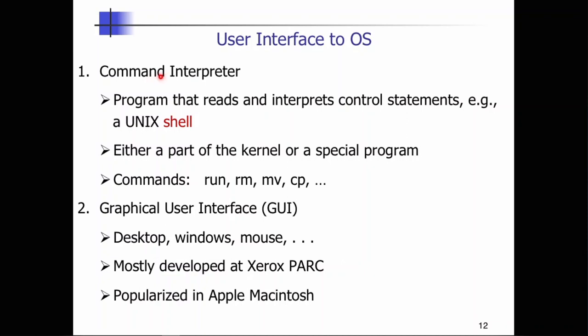We could also have a command line or command interpreter as our interface, where you just have a prompt and type in commands to run certain processes in the background. The command interpreter is a program that reads and interprets control statements, for example the Unix shell. It is either part of the kernel or a special program. Commands such as run, remove, move, and copy are typed into a shell, and that interface is considered a command line or command interpreter, another type of user interface.